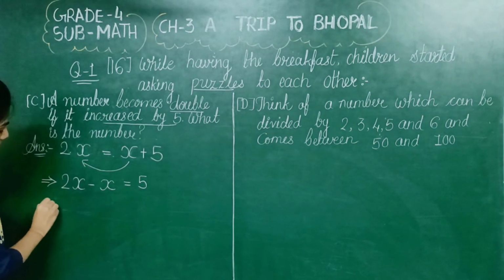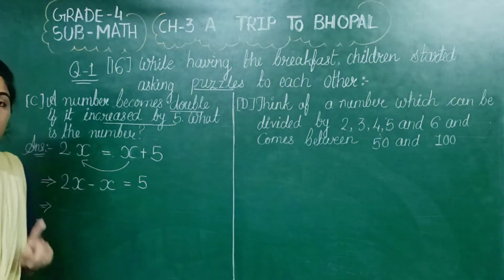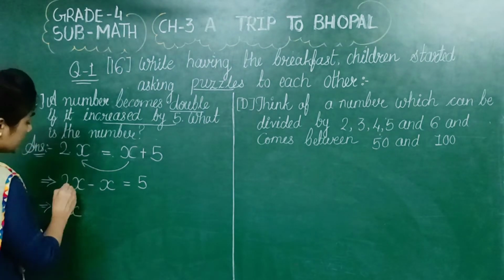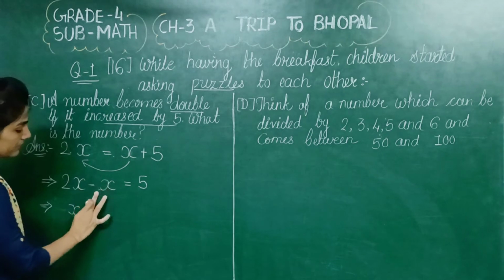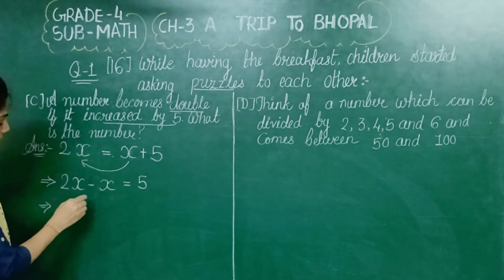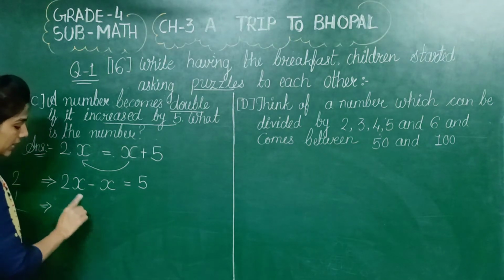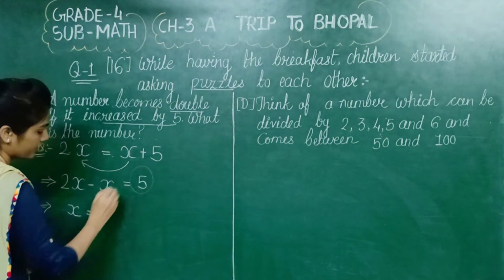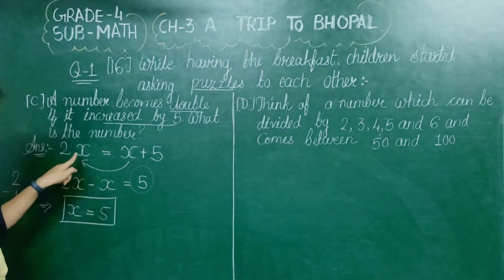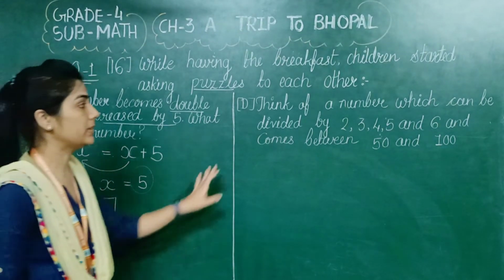So what is given? 2x minus x. From this 2x, if we subtract 1x, we will get 1x. Yes or no? See, this is 1. That is not written, but we have to accept that this is 1x. If we subtract 1 from this 2, we will get 1. That means 1x is equals to 5 will remain the same. So the number which we have assumed is the number 5. This is your answer.